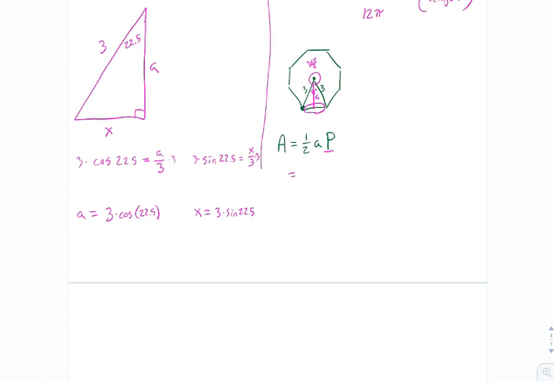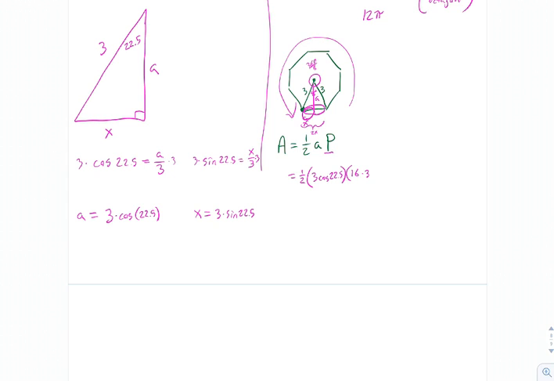I'll carry a little bit of this through though, so this is 1/2. The apothem is 3 cosine 22.5. And my perimeter would be, well, I know I've got this length here, x. So if I multiply x by 2, or 2x, I get a single side. And then if I multiply 2x by 8, I get the whole perimeter. So this is 16x, right? Times 2 to get one side, and times 8 to get the whole perimeter. So 16x, or 16 times, and x is 3 sine 22.5.